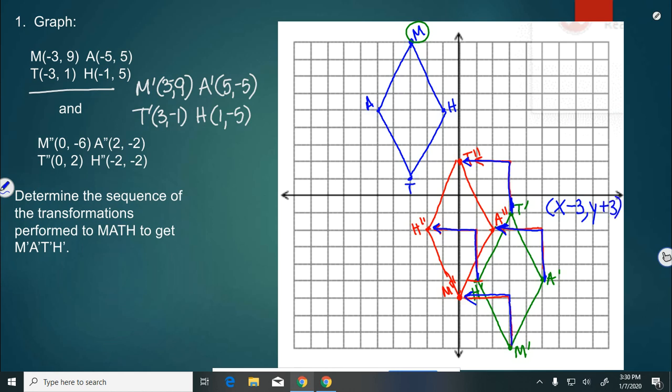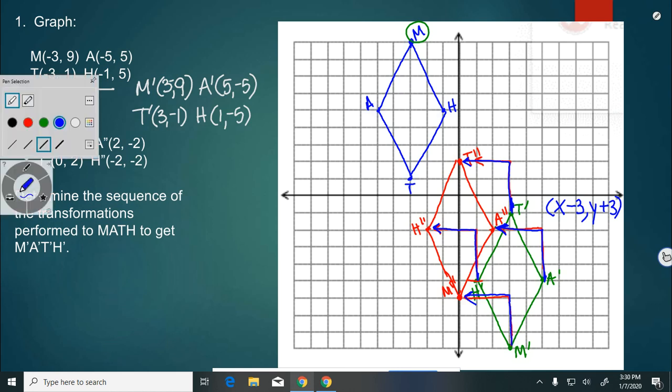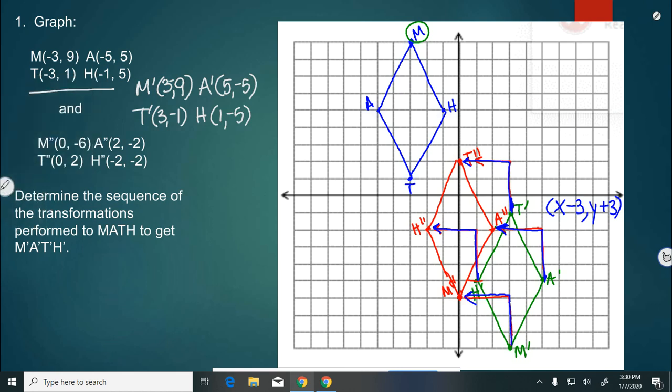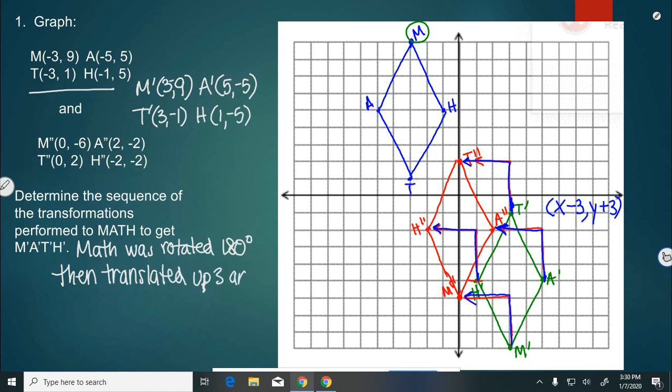So now determine the sequence of transformations performed to MATH to get MATH double prime. Well, we know the two things that happened. So first, MATH was rotated 180 degrees, then translated up 3 and left 3.